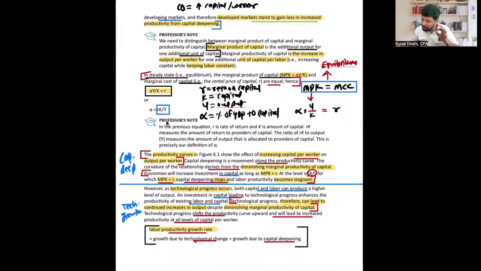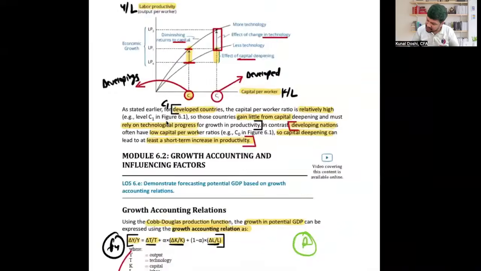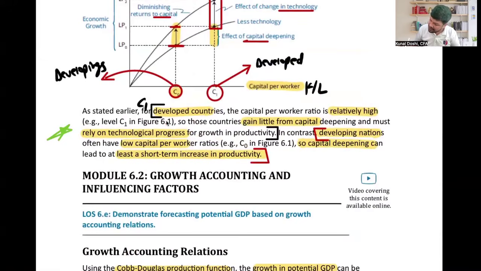So one very important thing that we discussed here is this: developed countries' capital per worker ratio is relatively high, so they have very little to gain from capital deepening and they rely on technological progress. Developing country, they still have scope. Okay, this is the most important conclusion amongst all.